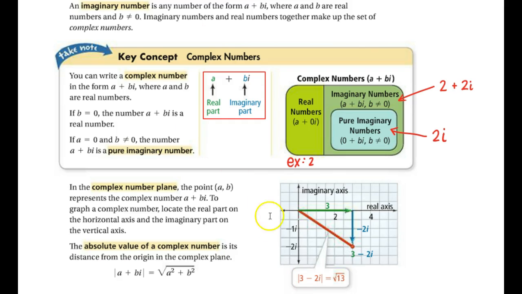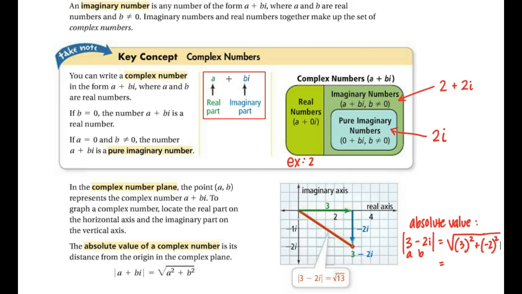To graph the complex number 3 minus 2i, we start at the origin and we go 3 units to the right because it's a positive 3. That's on the real axis, and then down 2 because it's a negative 2i, and that's the imaginary part.